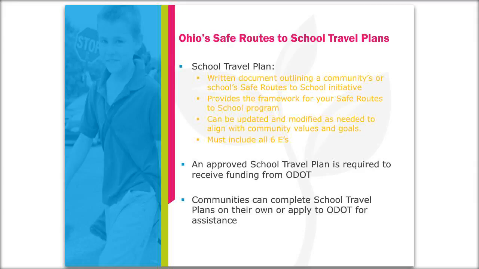Within Ohio, there are two ways that you can go about completing the school travel plan. You can work through the school travel plan on your own, and we'll go through what that means in the coming slides, as well as utilize resources from the Ohio Department of Transportation. Or every year, in the beginning of the year, ODOT opens up their Safe Routes to School grant application, and you can apply for a grant to receive assistance from the Ohio Department of Transportation, as well as a consultant to write your school travel plan.